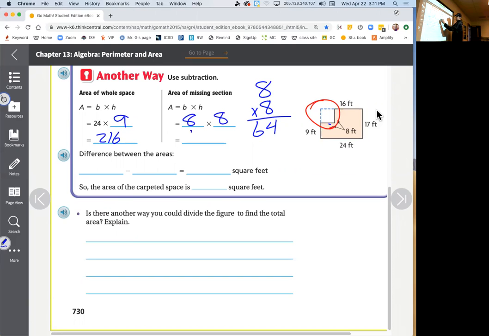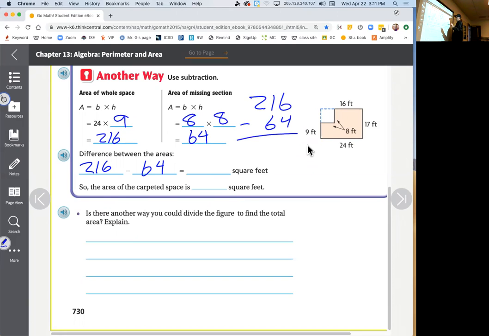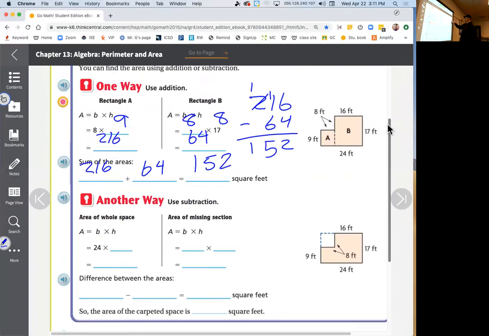All right, do we add them together? No, we don't add them together because this isn't a little bubble off to the side. It's actually something we're cutting out, so we have to subtract. So we're going to go 216 minus 64. 6 minus 4 is 2. We can't subtract, we got to borrow. So the area of the inside of this is 152 square feet. What?